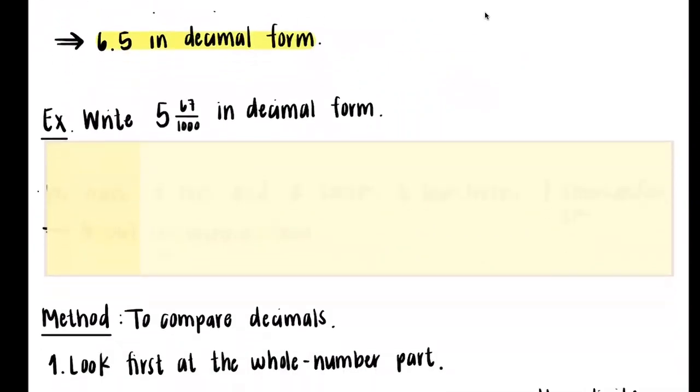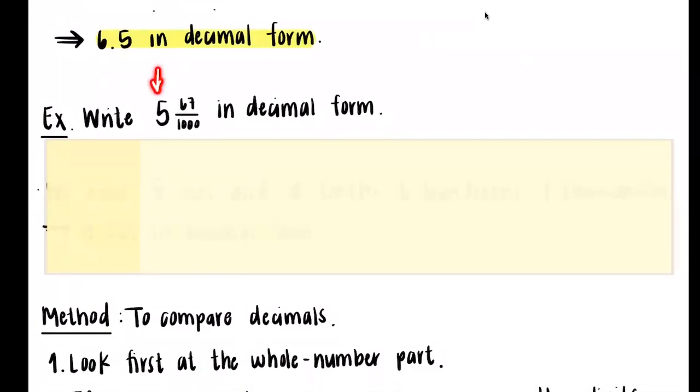Okay. And what do we think about this one? So again, we have our whole number and our fractional part. So again, here we can see we have 5. This is a mixed number. So we sure have $5, but how much change do I have?